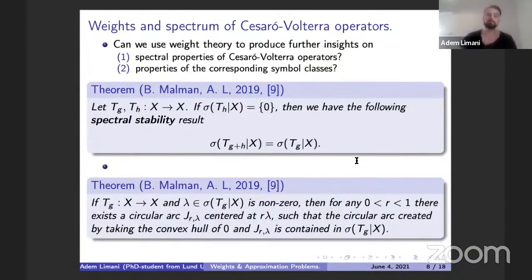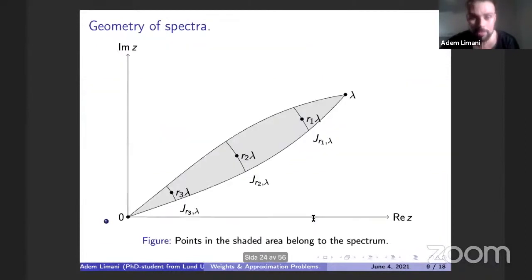So if we have a TG operator and lambda is a non-zero element in the spectrum, then we can form a convex hull from, well, actually, let me just show you a picture. This is the easiest way. Basically, this is the result. So if you have a lambda in the spectrum, then basically the entire shaded region will belong to the spectrum. So this means that the spectrum will have this sort of star-shaped property. In fact, it will be simply connected, but it will also have some interior.